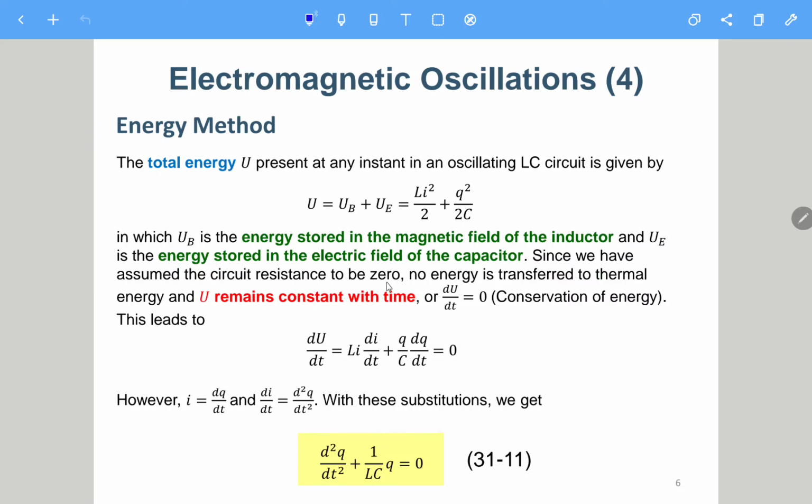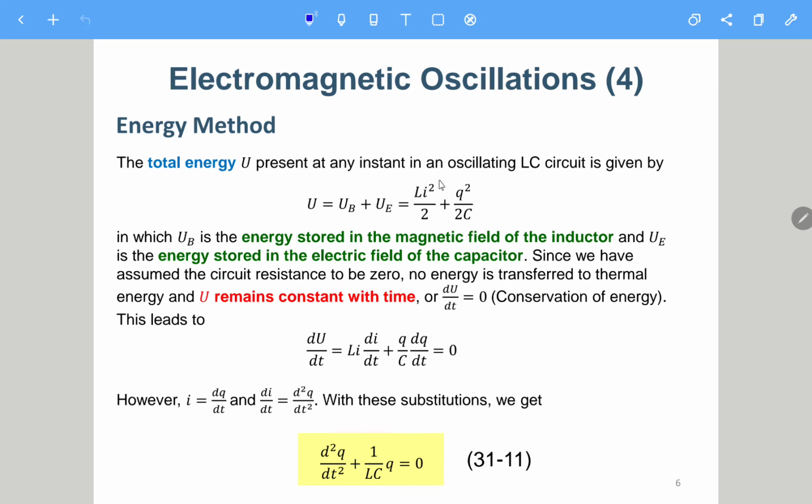Okay, so this is the definition, and then it says, since we have assumed the circuit resistance to be zero, no energy is transferred to thermal energy. Which means that if we take the derivative of U with respect to time, it should be zero because U doesn't change with time. So it is the so-called conservation of energy. So we can just have dU/dt equals zero. So actually U has this expression.